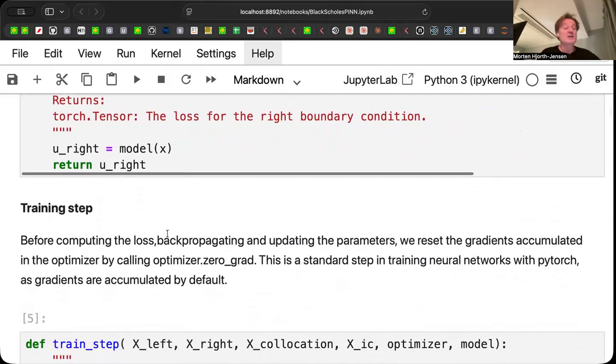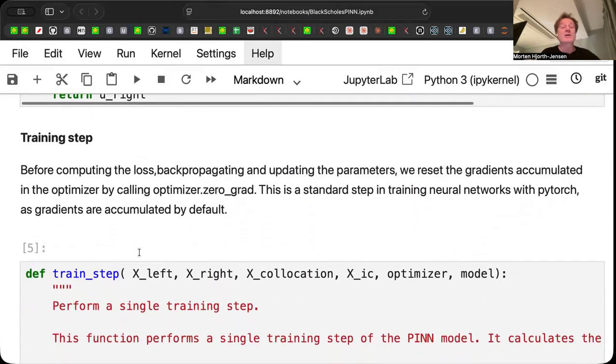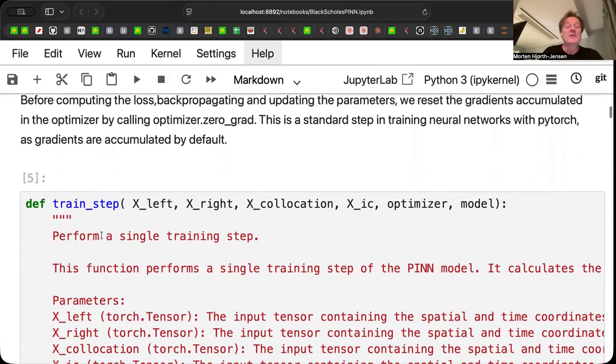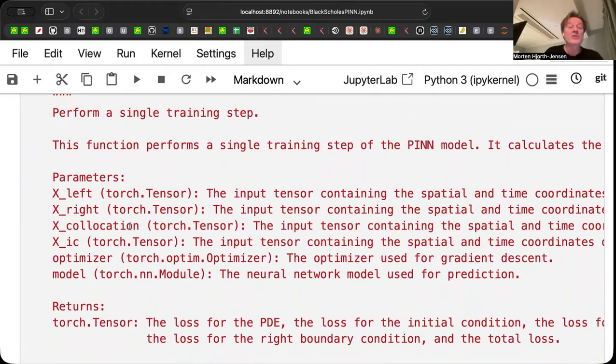Then we have the training step. Before we compute the final loss or cost functions, we need to backpropagate and update the parameters. So before we do that, we reset the gradients accumulated in the optimizer by calling optimizer zero grad. This is a standard step in training neural networks with PyTorch, as gradients are accumulated by default. So just keep that in mind when you're using PyTorch. So we now perform a plain, simple training step.